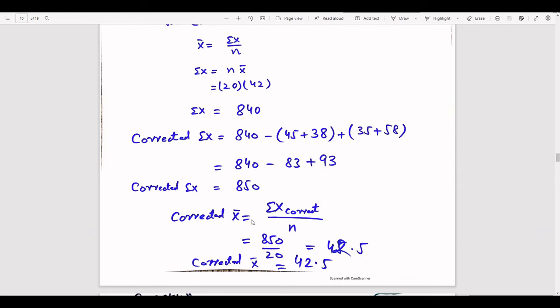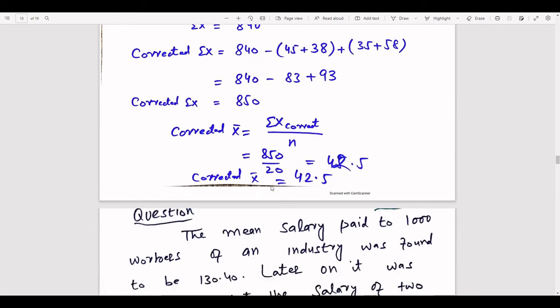Corrected x bar is equal to corrected sum of x over small n, the number of observations. 850 over 20. The answer is 42.5.